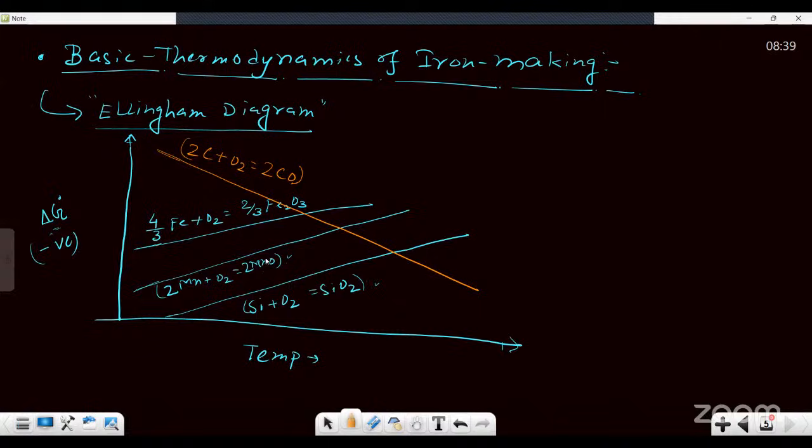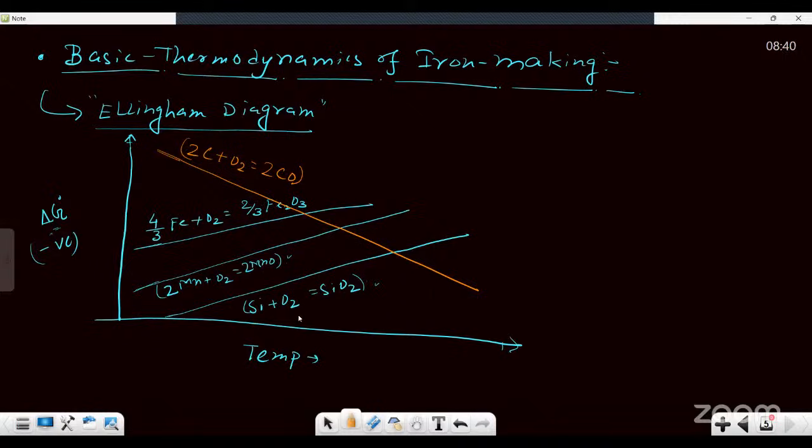But this is not true for most of the metal oxides. If I talk about SiO2, as I am increasing the temperature, the delta G value is increasing. That means SiO2 is becoming less stable with rise in temperature. Similarly, MnO has a positive slope, so with rise in temperature the delta G value is also increasing. So MnO is becoming less stable with rise in temperature. Similar for Fe2O3 also. But the CO curve is an exceptional curve.